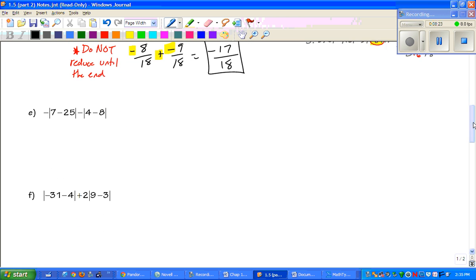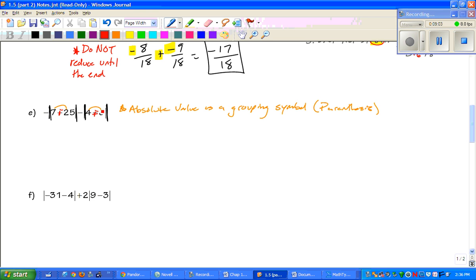All right, let's look at E. E is saying the opposite of the absolute value of 7 minus 25 minus the absolute value of 4 minus 8. Now, absolute value is a grouping symbol, and pretty much that is the same thing as parentheses. So we have to do what's inside of those first.